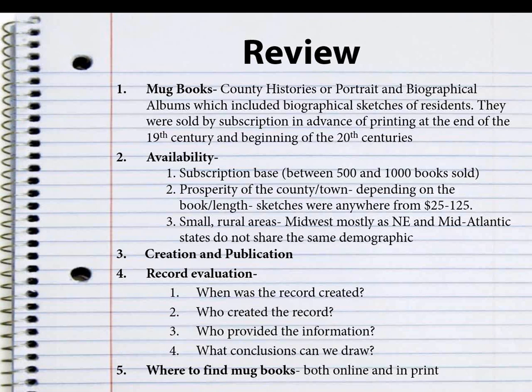And then we talked about record evaluation. Four things to keep in mind when you're looking at a record. This can be used other than just with mug books, but when evaluating a record, we need to think about when it was created, who created the record, who provided the information, and then what conclusions can we draw. And then finally, we discovered where we can find our mug books, both online and in print.